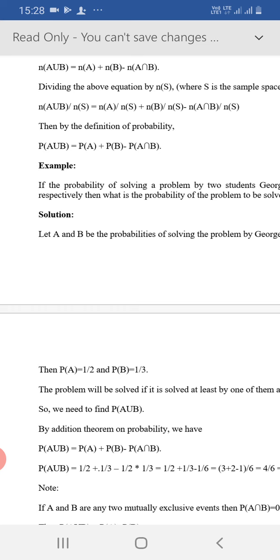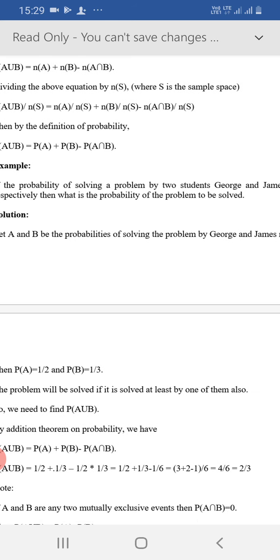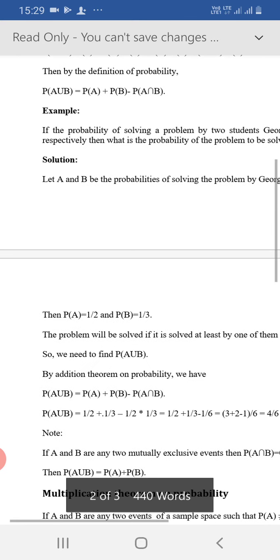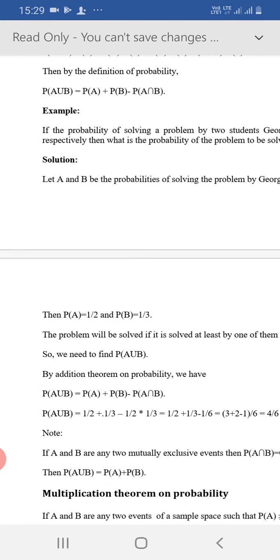By the addition theorem on probability, we have P(A union B) is equal to P(A) plus P(B) minus P(A intersection B). Therefore, P(A union B) is equal to 1 upon 2 plus 1 upon 3 minus 1 upon 2 into 1 upon 3, which is equal to 1 upon 2 plus 1 upon 3 minus 1 upon 6, and after solving we get 2 by 3. So 2 by 3 is the required answer.